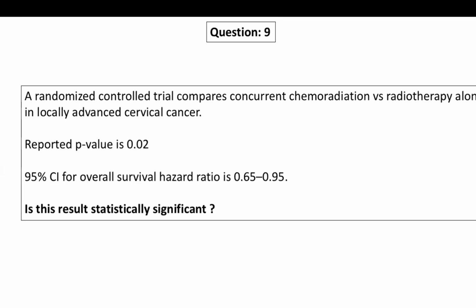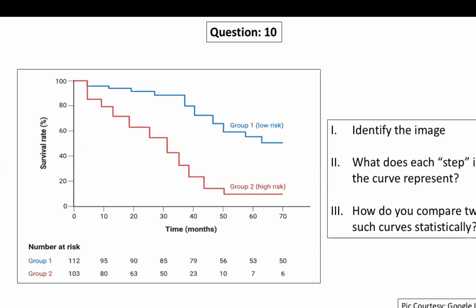So can you define p-value? P-value is a probability value, sir. It is the probability of obtaining the observed results if the null hypothesis is true. Yes, sir. Okay, so identify this image. This is a Kaplan-Meier curve, sir, which shows the survival over time.